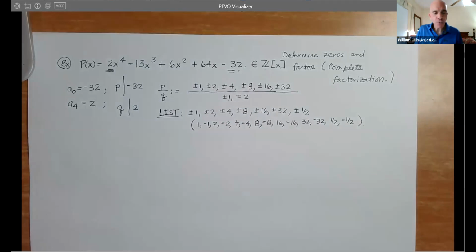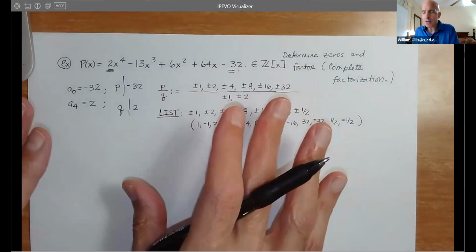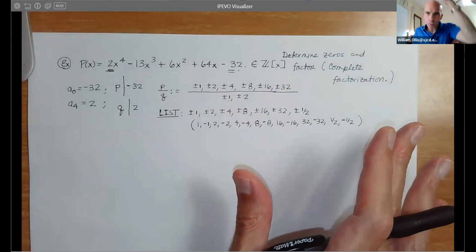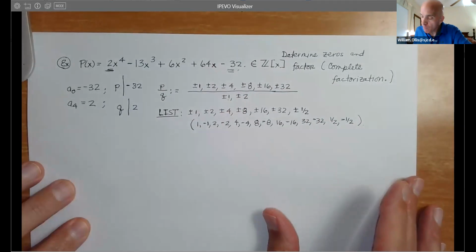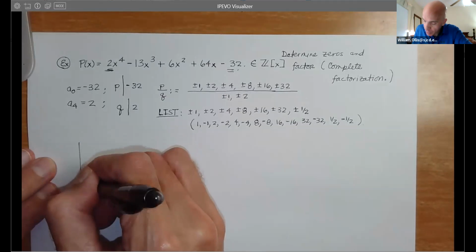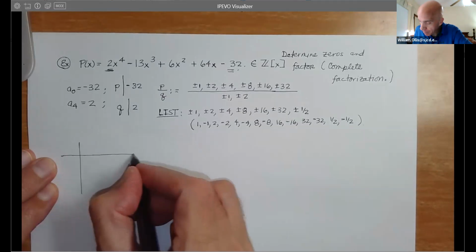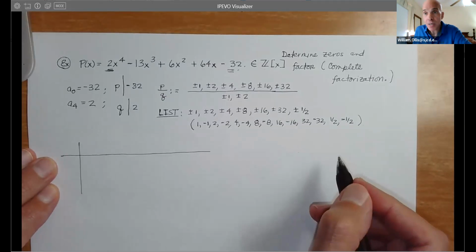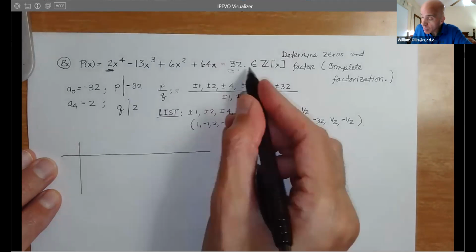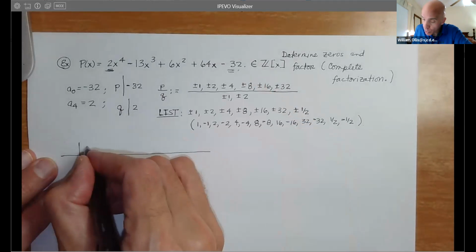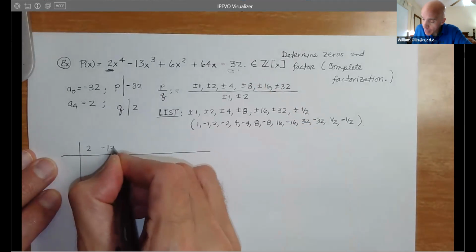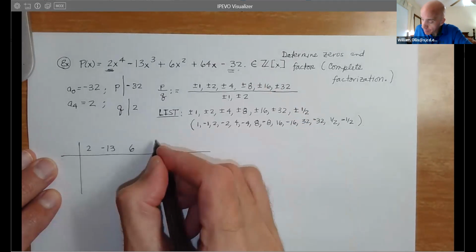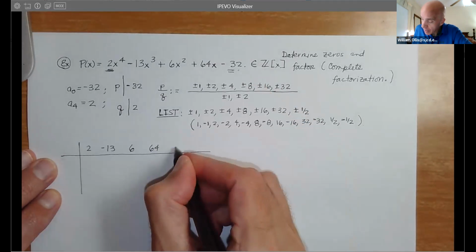Now, when we look at this particular problem, we think about the fact that WebAssign has set this up and they're trying to test us on the rational zeros theorem. So first, what we want to do is to draw the little table to get everything started. Because remember, we can use synthetic division when we divide by x minus c, or just test that c is actually a zero. So we put our coefficients here in descending order: 2, negative 13, 6, 64, and negative 32.